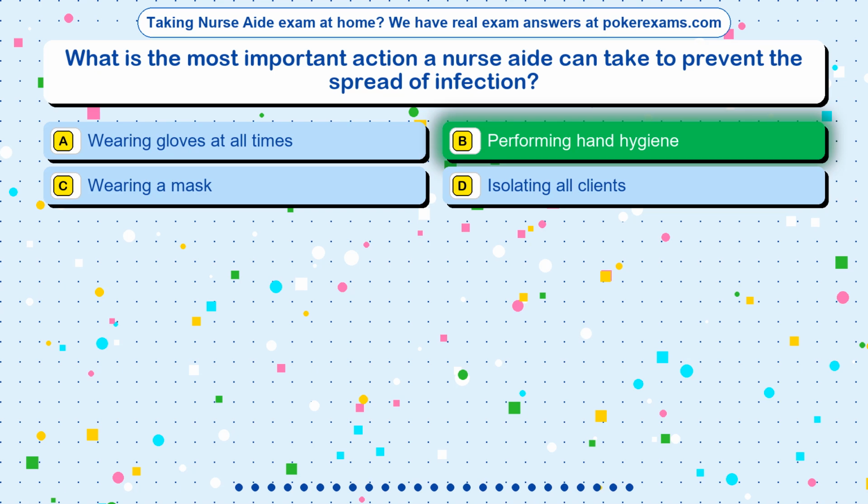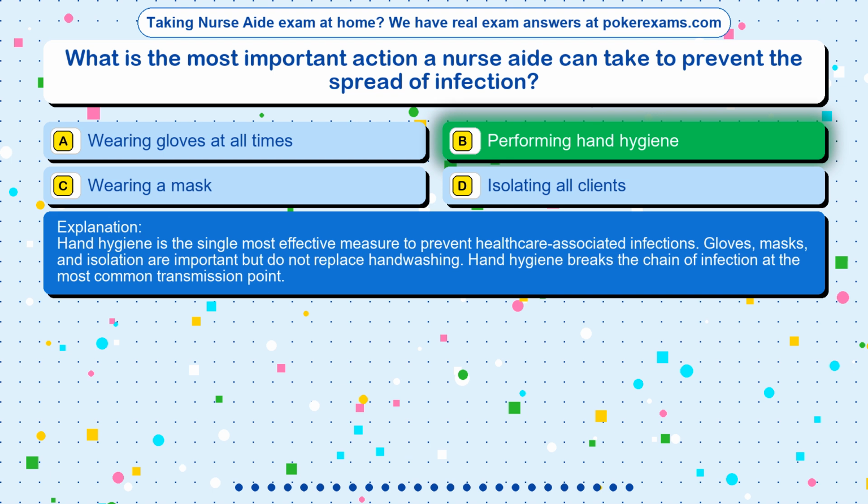The correct answer is option B. Performing hand hygiene. Hand hygiene is the single most effective measure to prevent healthcare-associated infections. Gloves, masks, and isolation are important but do not replace hand washing. Hand hygiene breaks the chain of infection at the most common transmission point.